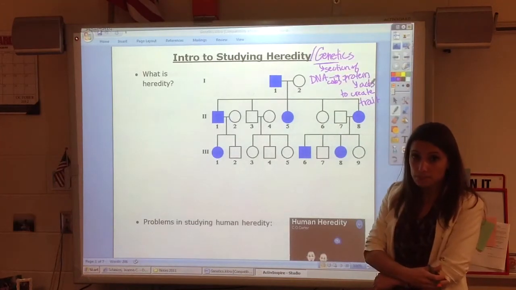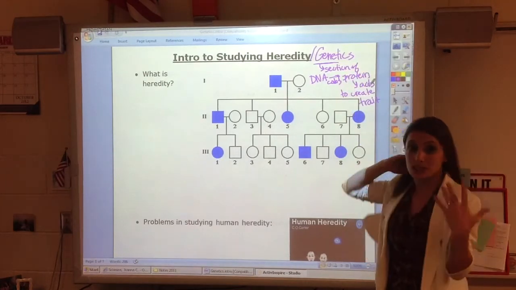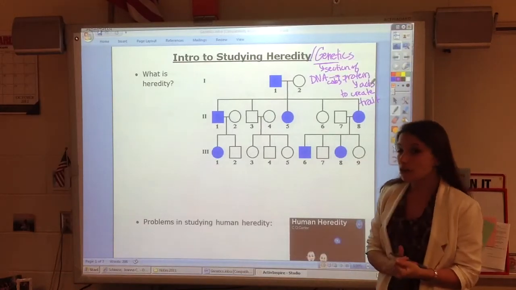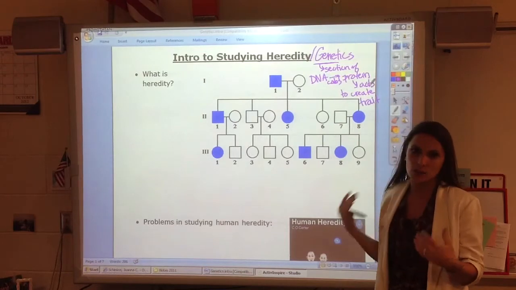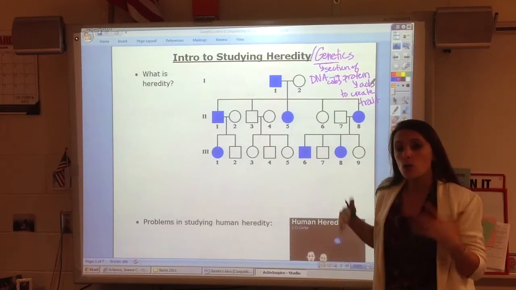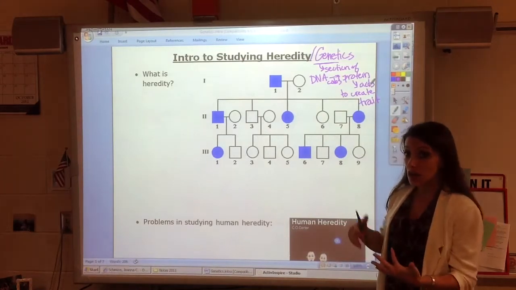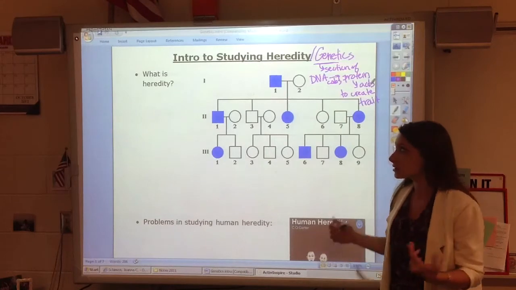trait. We didn't start using the word genetics till we knew that it was DNA that was actually giving us our traits. For a very long time, we weren't sure what was causing someone to be tall or short. What was causing someone to have blue eyes or brown eyes or green eyes or hazel eyes. These things just weren't clear to us.